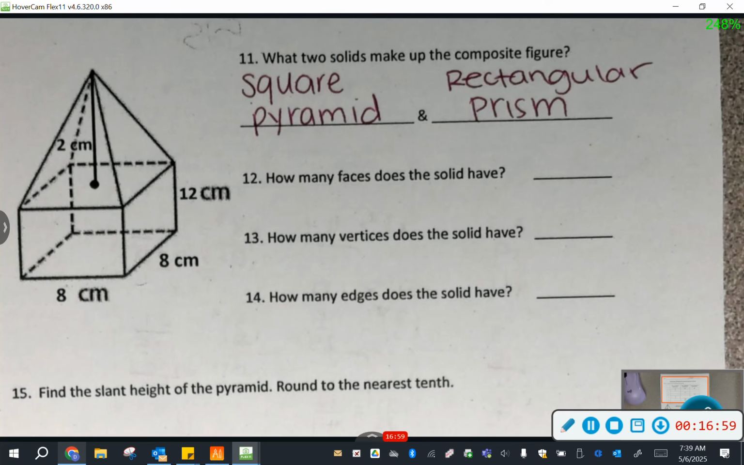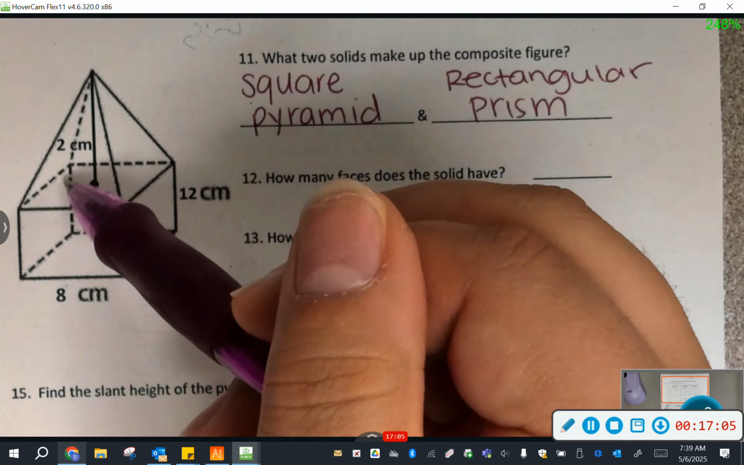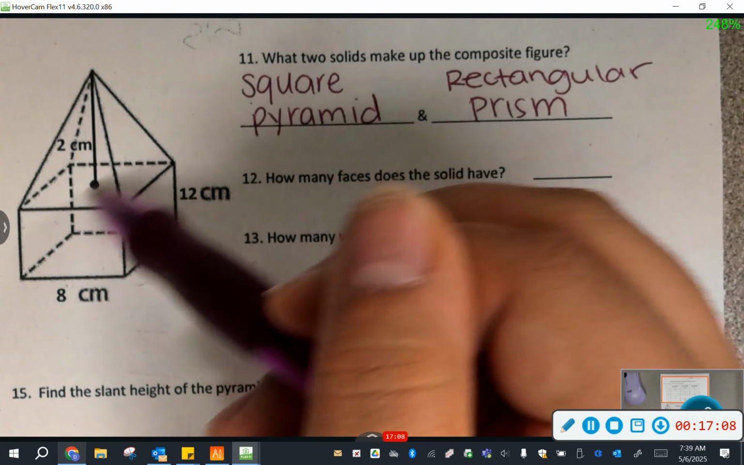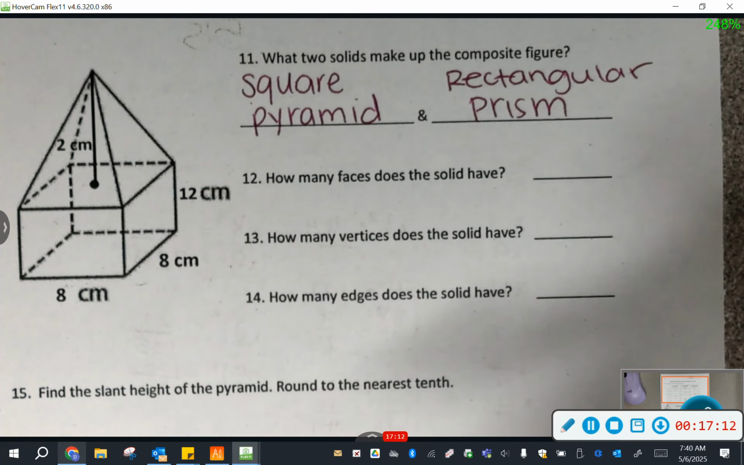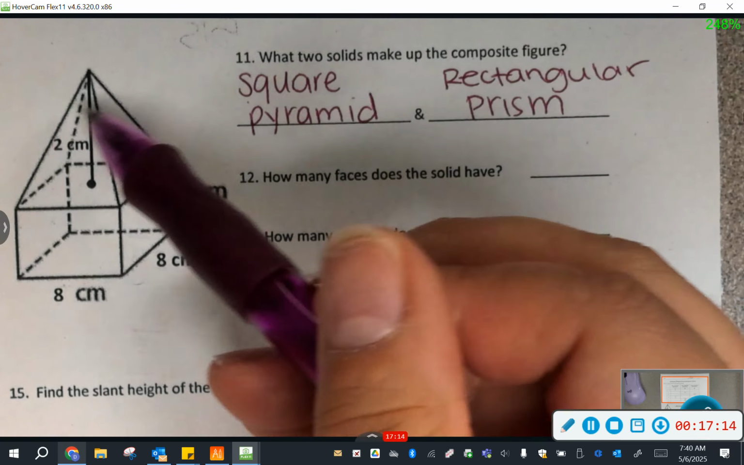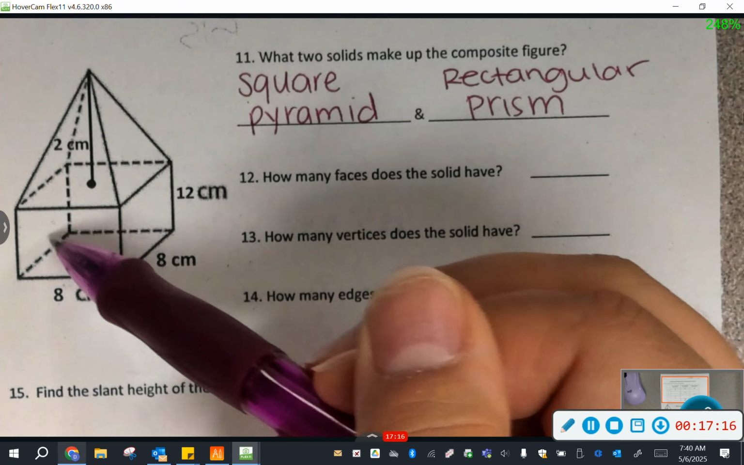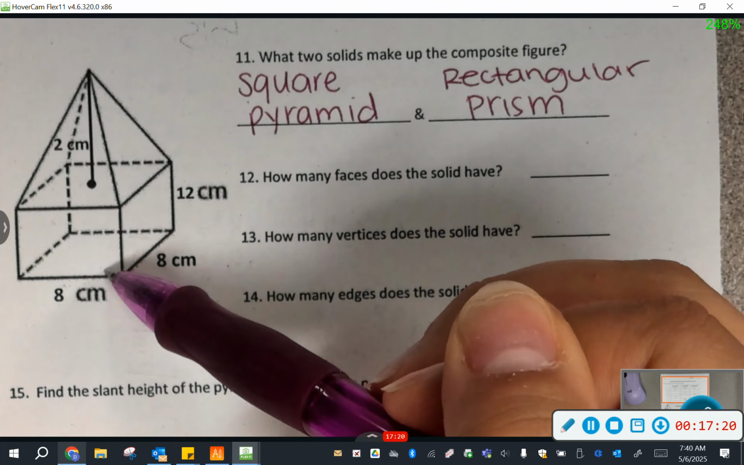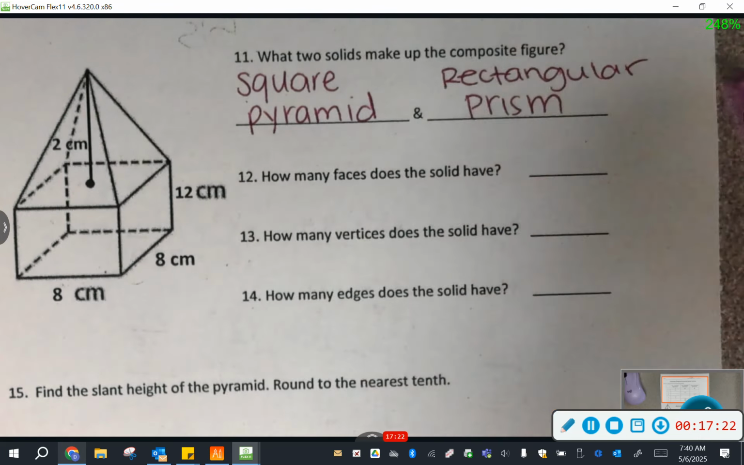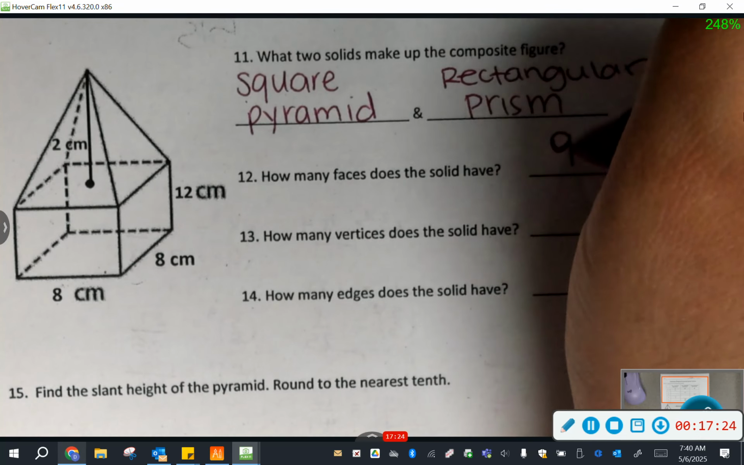9. Wait, not including the second. Right, we are not including this base right here. We are not including that because that's not on the outside. So how many faces does it have up top around? 4. How many faces does it have right here around? 4. And then on the bottom it has? 1. So what's 4 plus 4 plus 1? 9.